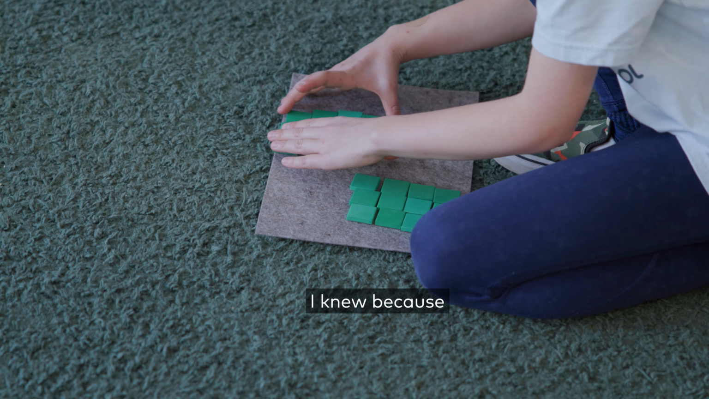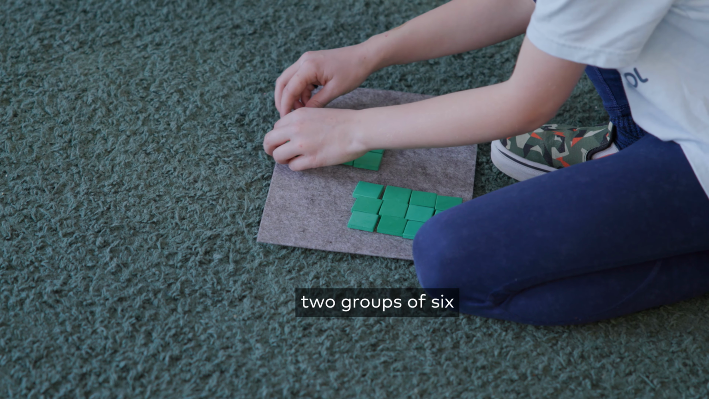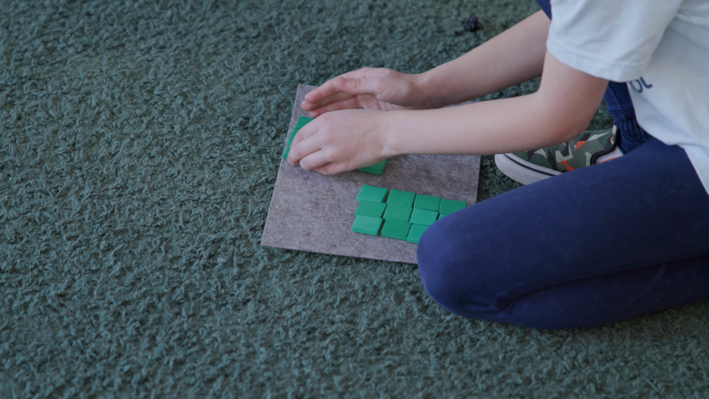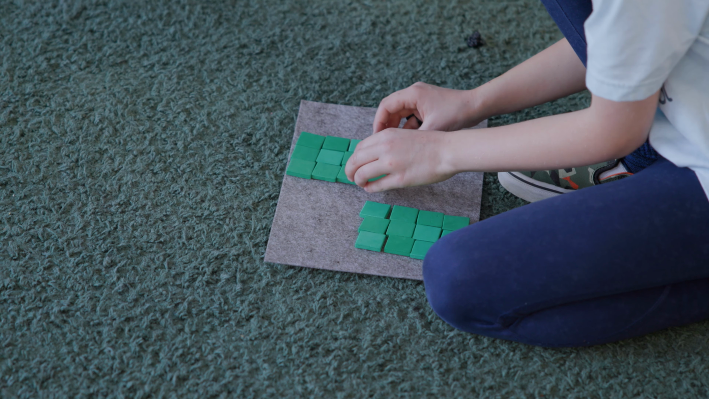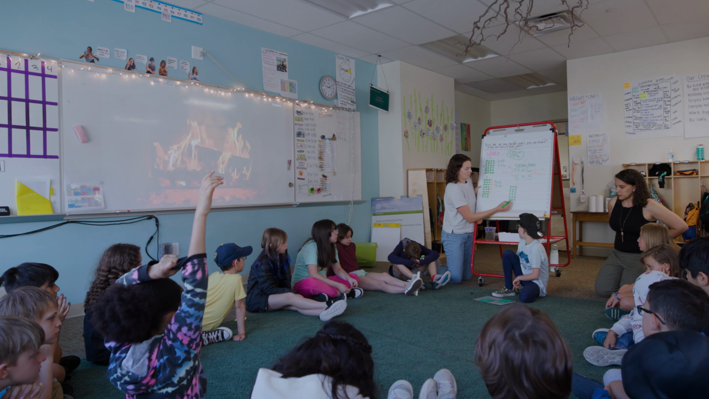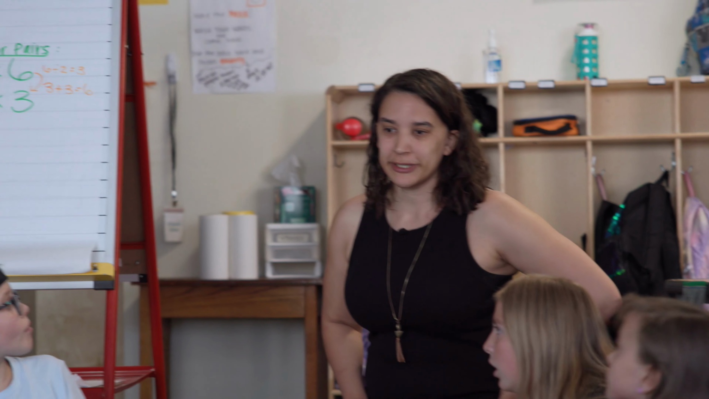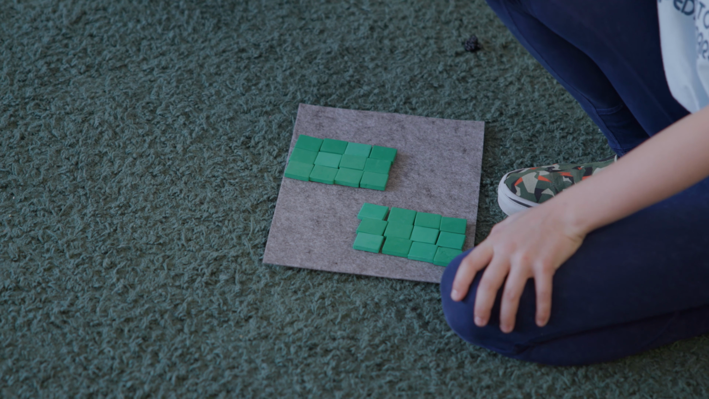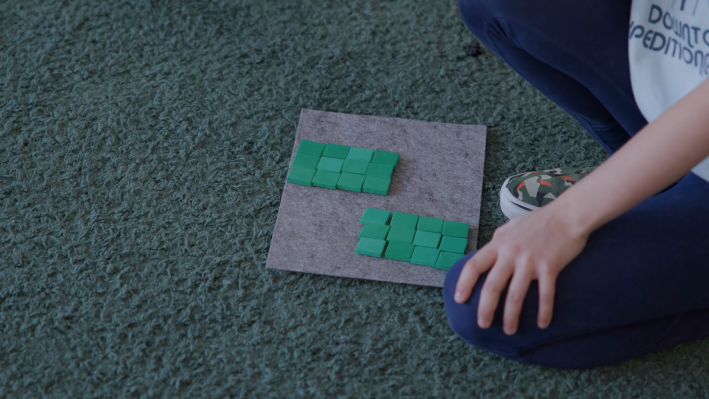I knew because 2 groups of 6 equals 12. Okay, what are you going to do with those 2 halves to make them into a new rectangle? Ooh, actually, Zelda, pause. Who can predict what Zelda is about to do? When Zelda physically modeled having one side, I think that's where a lot of students, those light bulbs really went off and we were able to drive home the connections between factor pairs.